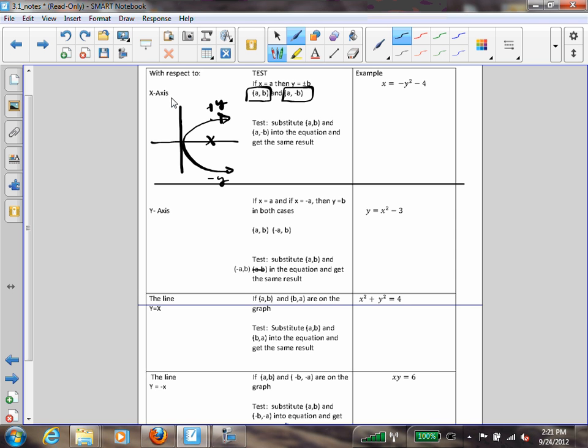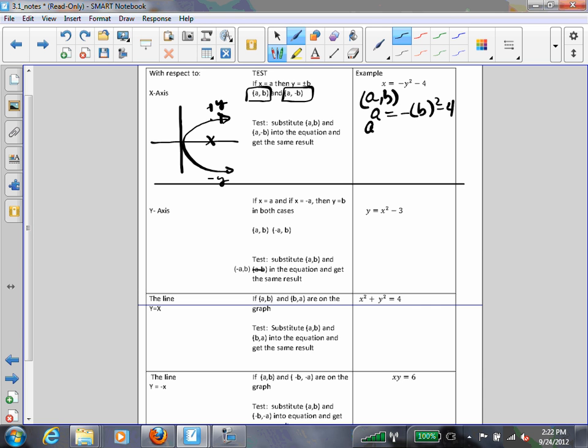So if I give you x equals negative y squared minus 4, x is your a. So I'm going to substitute in a, b. I'm going to get a equals negative b squared minus 4. So a equals negative b squared minus 4 without the parentheses. Right? That's when I substitute in a, b. Remember, I'm going to substitute in a, b, and then I'm going to substitute in a, negative b. And those answers should be the same. Okay? Because for any x, I'm going to get 2 y's, a positive and a negative.